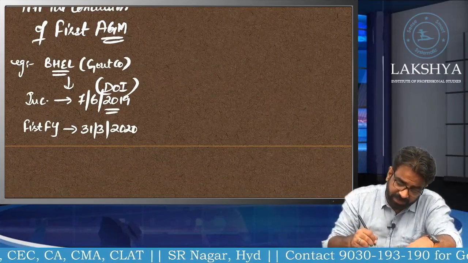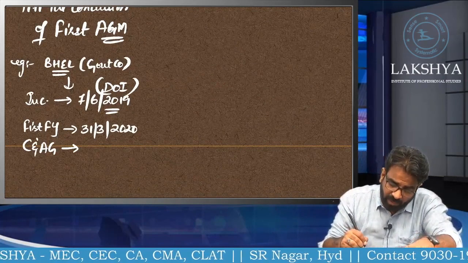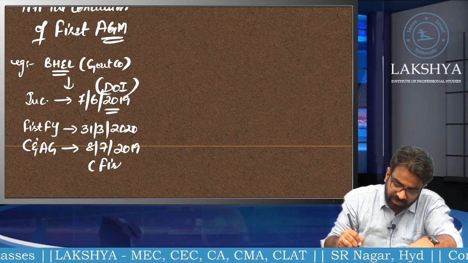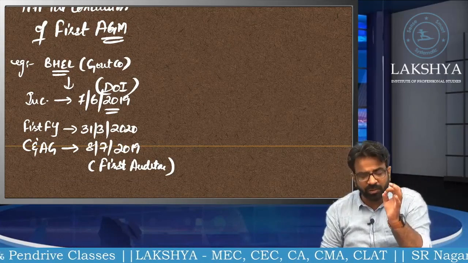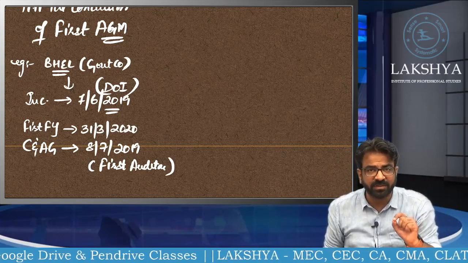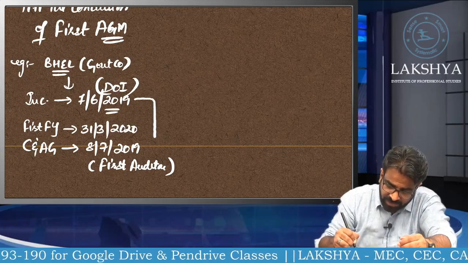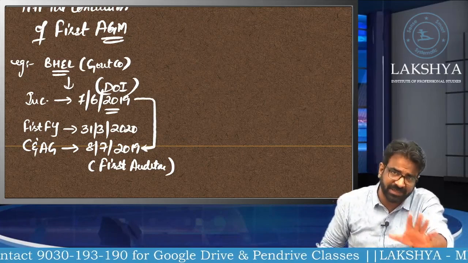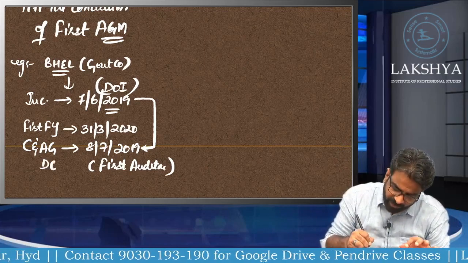Now say for example, C&AG has appointed their first auditor on 8/7/2019. Now you guys please tell me whether C&AG has appointed the first auditor within 60 days or not. 60 days will start from where? From the date of incorporation. So this is the date of incorporation and this is the date of appointment. Is he appointed within 60 days or not? Yes, sir. So is it a valid appointment or invalid appointment? Valid appointment. So this is called his date of appointment.